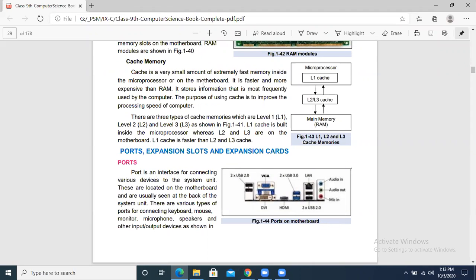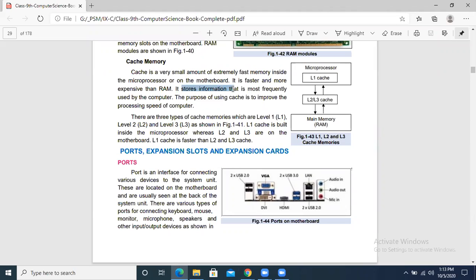Cache is a very small amount of extremely fast memory inside the microprocessor or on the motherboard. What does it show? It shows that there are two types of cache memory basically: the cache memory inside the microprocessor and the cache memory available on the motherboard. It is faster and more expensive than RAM. Why? Because it is faster. Its quantity is normally less. It is not in GBs. It is in KBs or MBs.